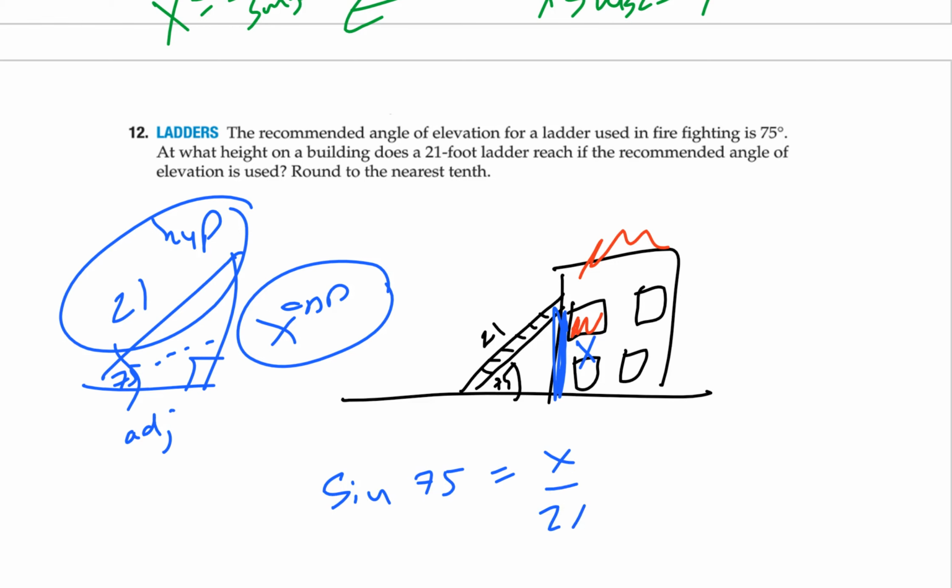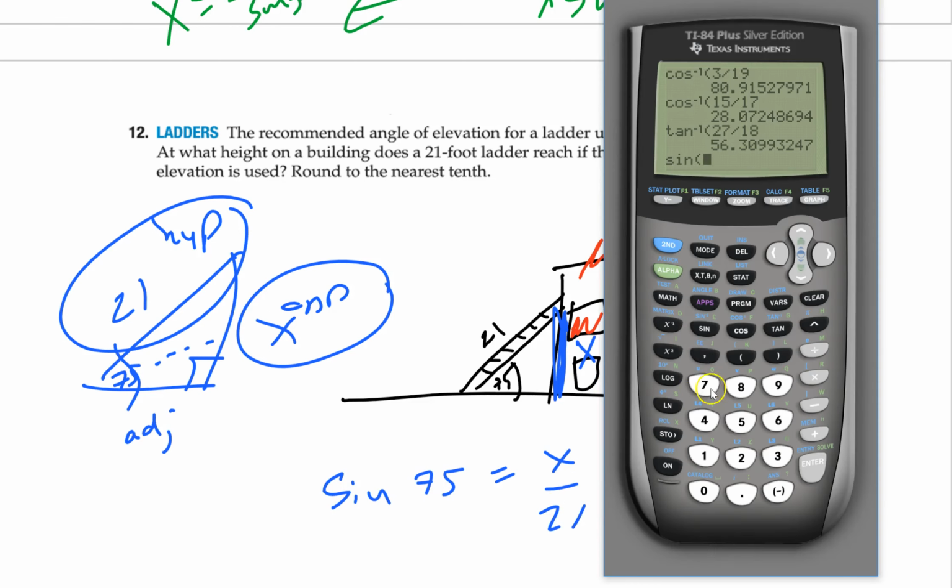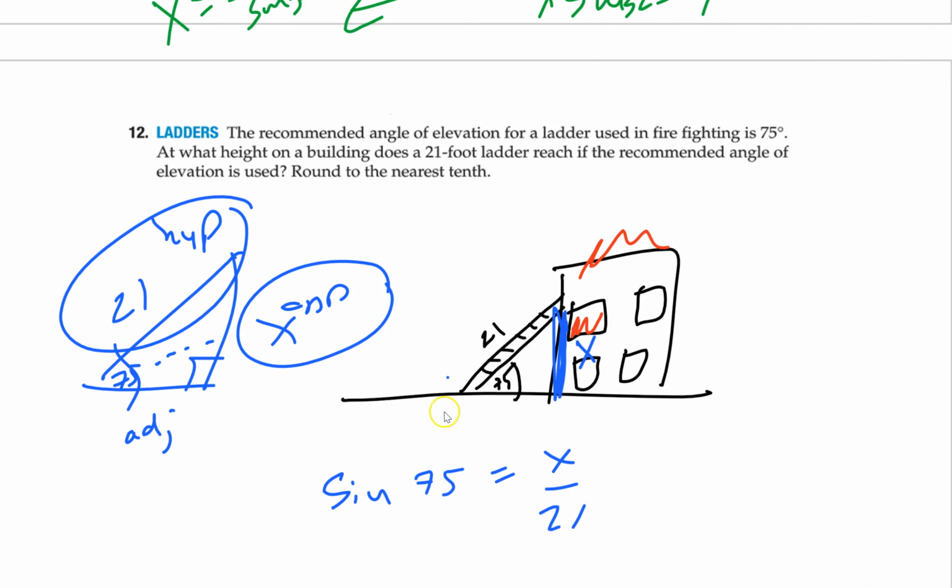Multiply both sides by 21. Actually, I want to see this one. I'm curious. Sine of 75. Now notice, in this case, I've got to close my parentheses. I don't want 21 being part of this. Times 21, and I get about 20.3 feet. That is the answer. It goes about 20.3 feet high. It's kind of interesting.